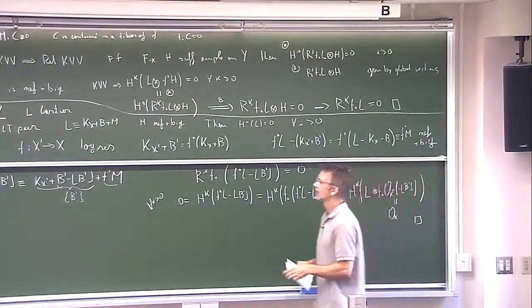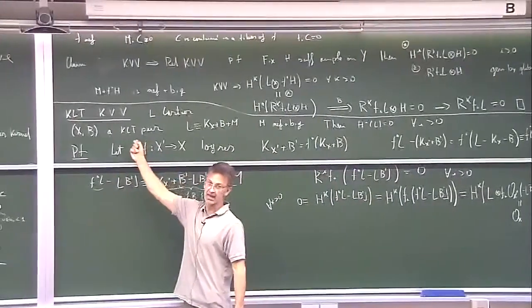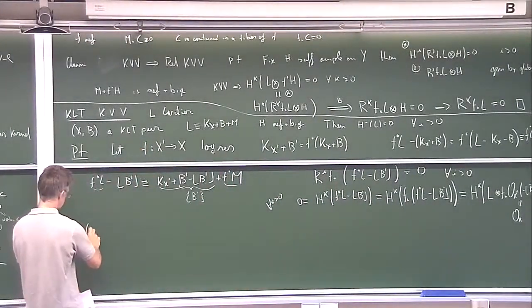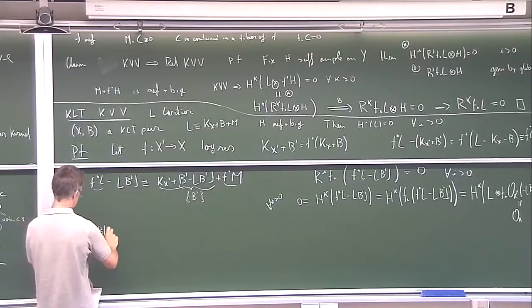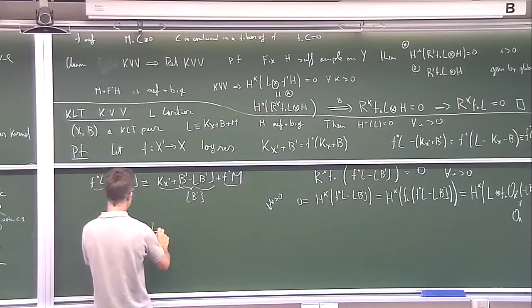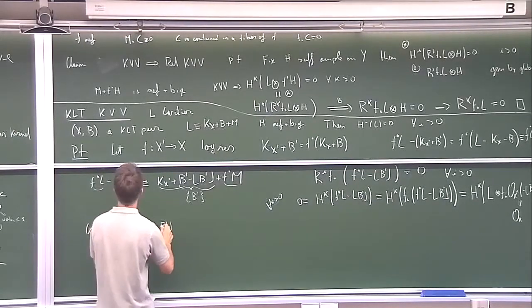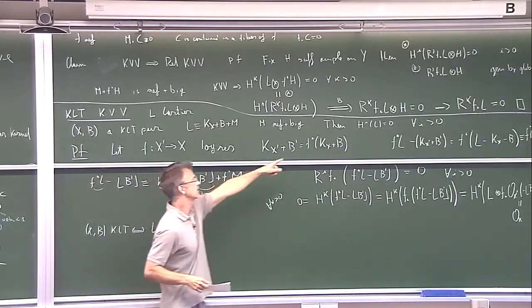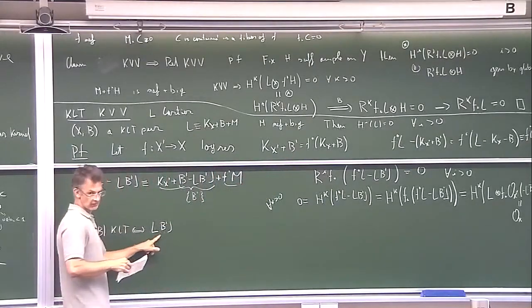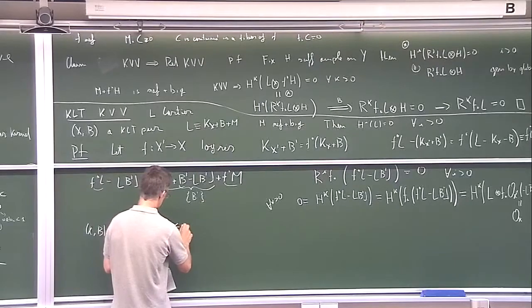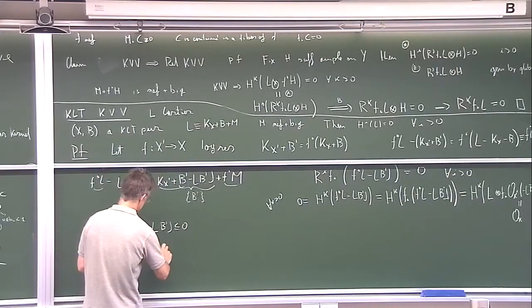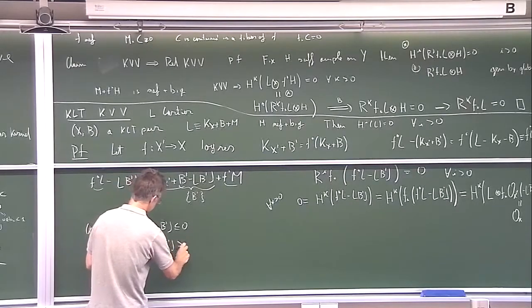So I haven't used the condition that XB is KLT yet. So XB being KLT means precisely, is actually equivalent to saying that the round down of B prime, so when I pull back, I get coefficients that are strictly less than 1. In other words, the round down of B prime is less or equal to 0, which is the same as saying that minus the round down of B prime is an effective divisor.